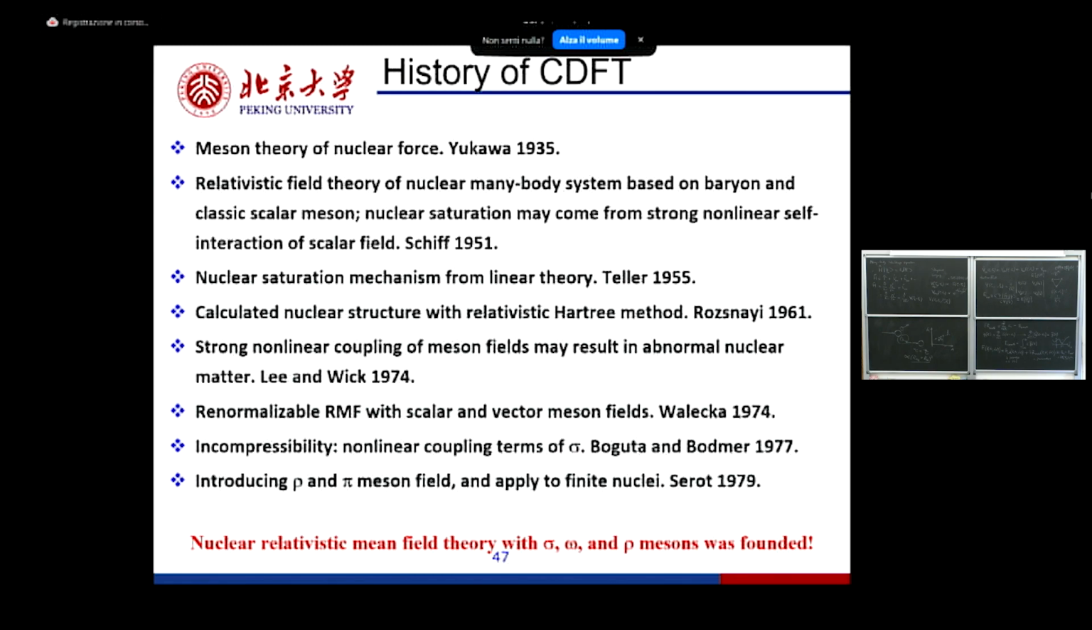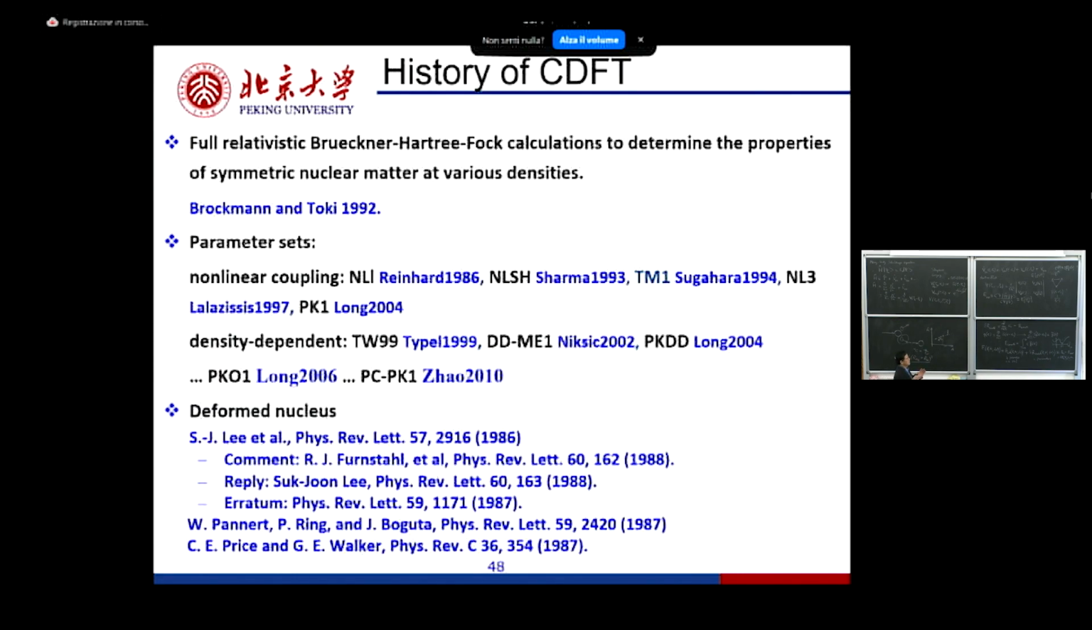And then later on, in 1979, Serot introduced rho mesons. You see, this rho meson and the pi meson are isospin mesons, so we can distinguish proton and neutron. In such a way, the relativistic mean field for nuclei is more or less established. So the nuclear relativistic mean field with sigma, omega, and rho mesons was founded. So in principle, you can already study and describe nuclear properties with this relativistic mean field.